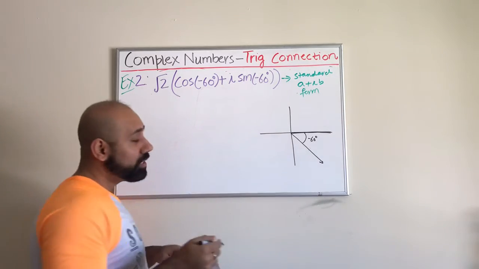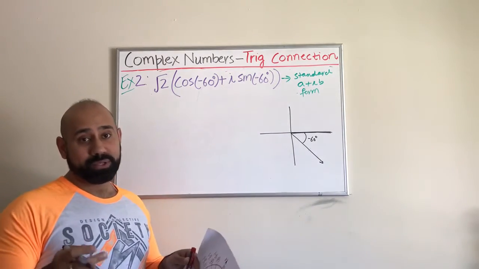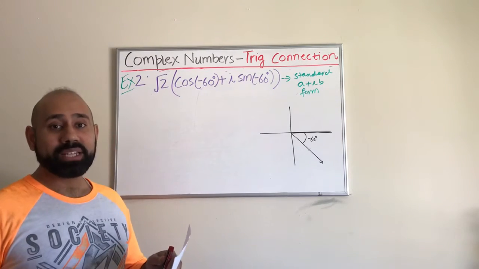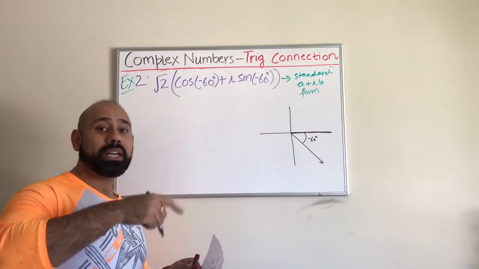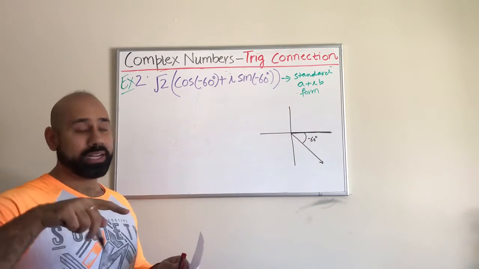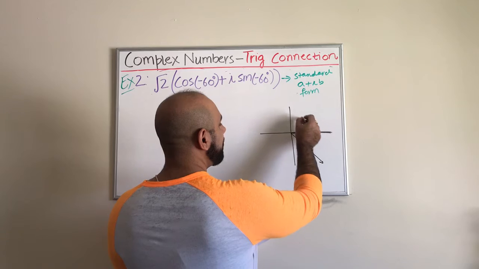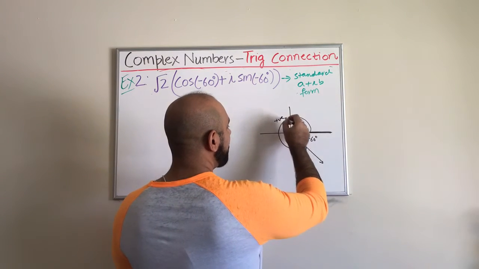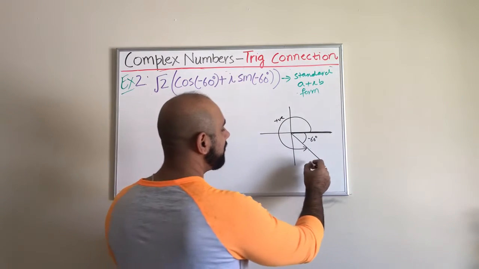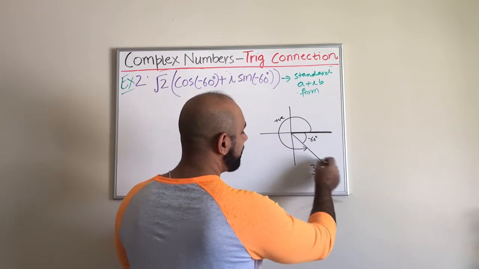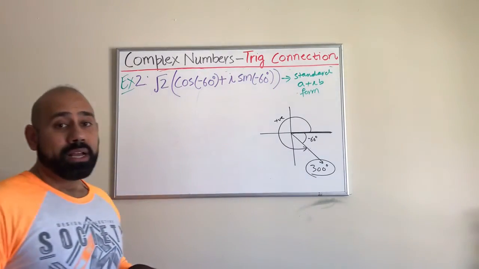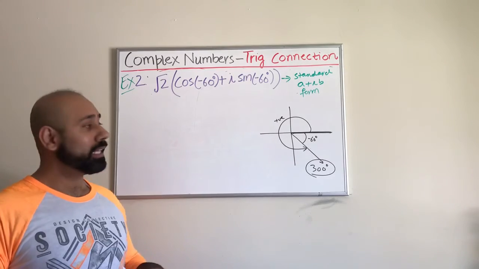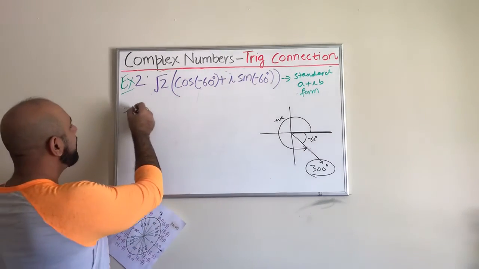But negative 60 is something that we may not see on the unit circle. So we have to figure out the equivalent angle for negative 60 if we measure in the counterclockwise direction, where angles are measured as positive angles. Negative 60 coincides with 300 degrees, right? So basically we're looking at the angle 300 degrees. Based on that, guys, we are going to go ahead and substitute values.